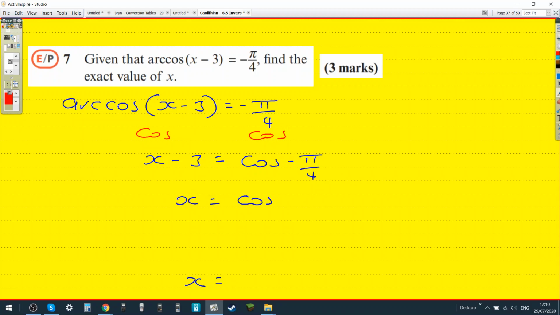Mm-hmm. And then can you type that into your calculator? Yep. And I'll even write it as 3 plus, so we don't accidentally put it in the bracket.